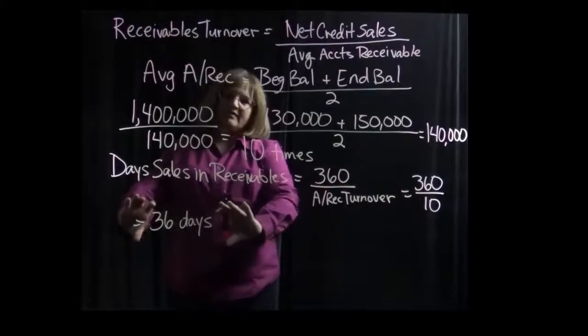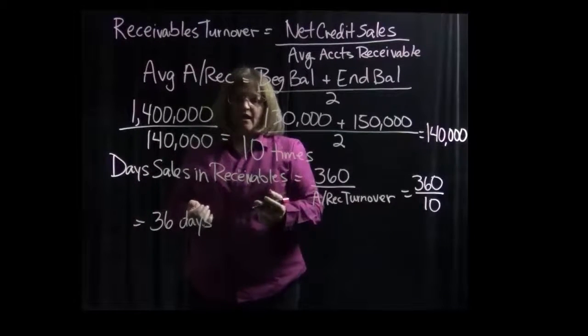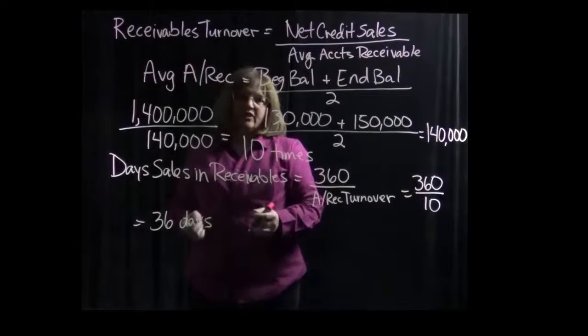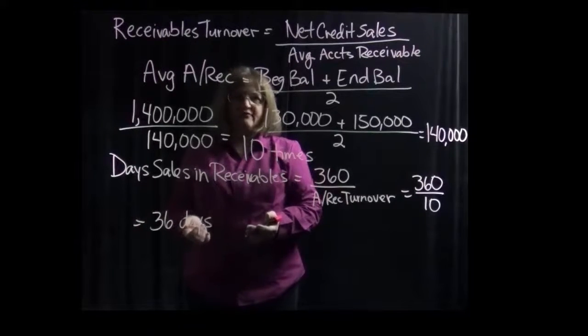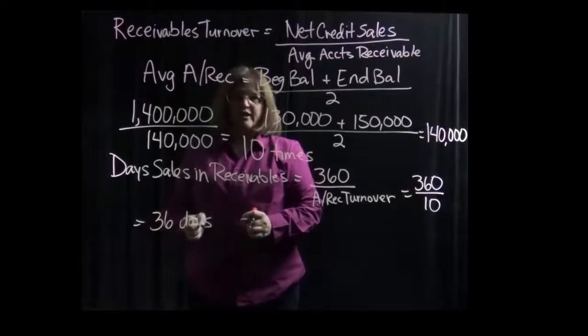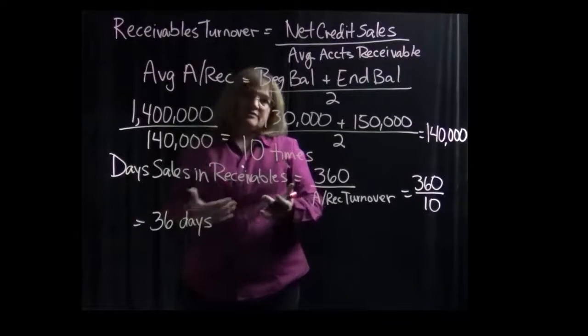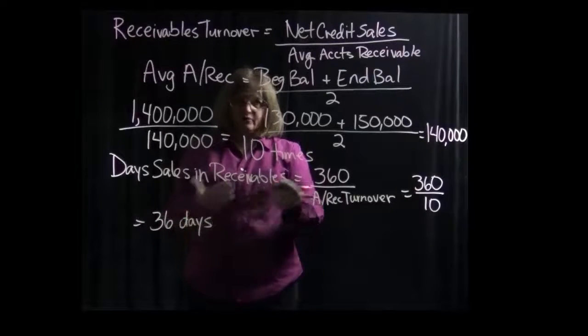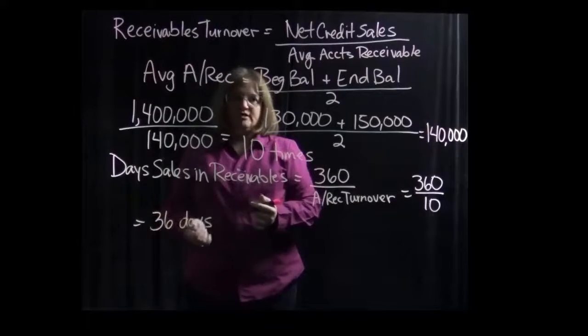This is a number we can then compare to the company's collection policy. And if they're supposed to be collecting their accounts in 30 days, 36 days is a little bit over that. The management would have to determine whether that was within a tolerable range or not. If their credit policy was something like net 15, we would say they're doing a really bad job, because if they're supposed to be collecting their accounts receivable within 15 days, they're more than double that.